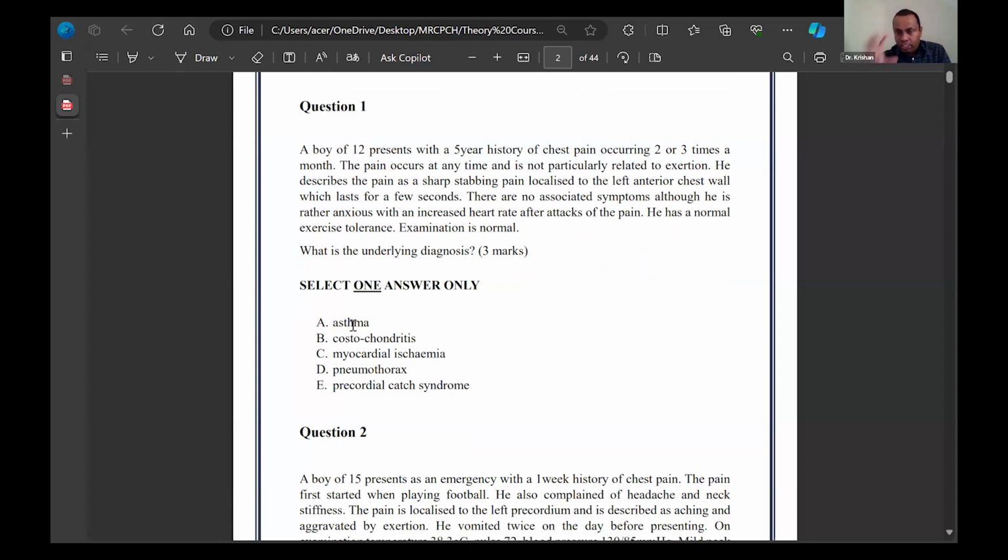Asthma. Now the question is, could asthma go on for 5 years? Yes, right? Asthma could last for 5 years. Sometimes some children can have asthma lifelong, right? However, in asthma, do you get sharp stabbing type pain located to the anterior chest wall? Now you see, it's more of a localized pain. Asthma is a systemic disease, and it's very unlikely for them to get localized pain due to asthma. So that is unlikely.